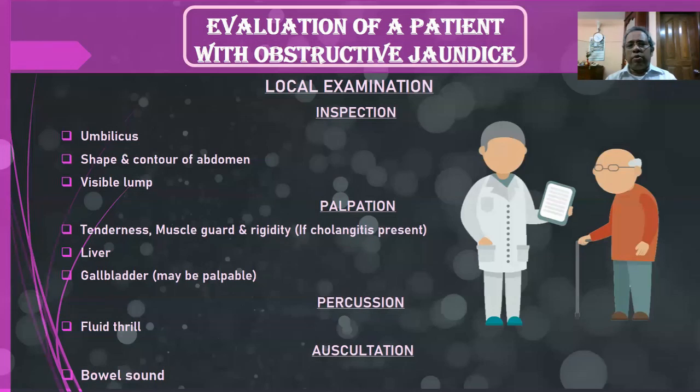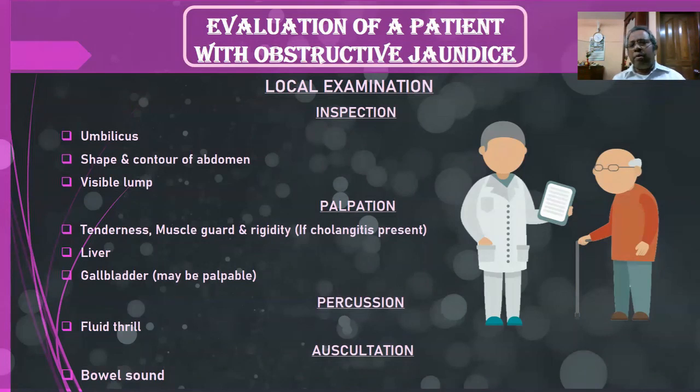So that can indicate the patient is having some ascites inside. You look and observe, and do subsequent examination to confirm whether the patient has ascites or not. For that reason, look at the umbilicus, shape and contour of the abdomen, and any visible lump or not. And on palpation, you look whether there is tenderness or rigidity in the right hypochondrium or upper abdomen, present or not. The liver, in case of obstructive jaundice, may be enlarged and tender. This is due to the cholestasis.